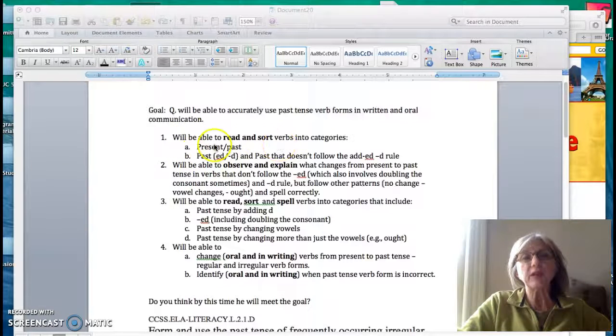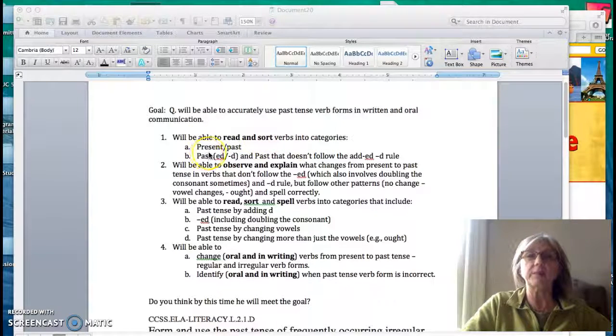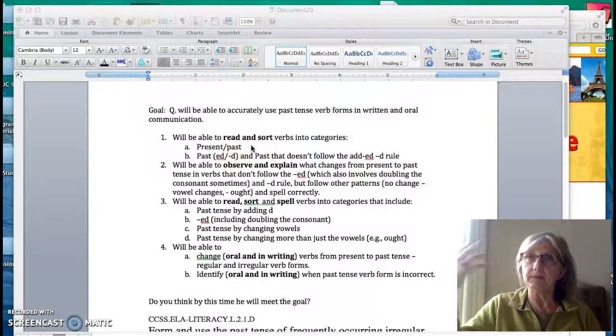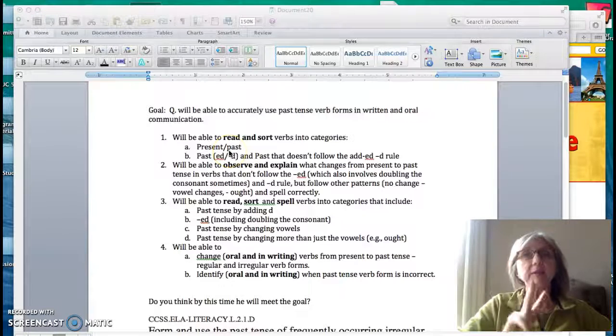But the first benchmark I thought about was he will be able to read and sort verbs into categories, past and present. So just even that big concept, you already started that. And so I think you're maybe beyond that, but make sure he understands: past means before and present means something he's currently doing. And we're talking about verbs. It's not a bad idea to use the word verb and pair it with action words.